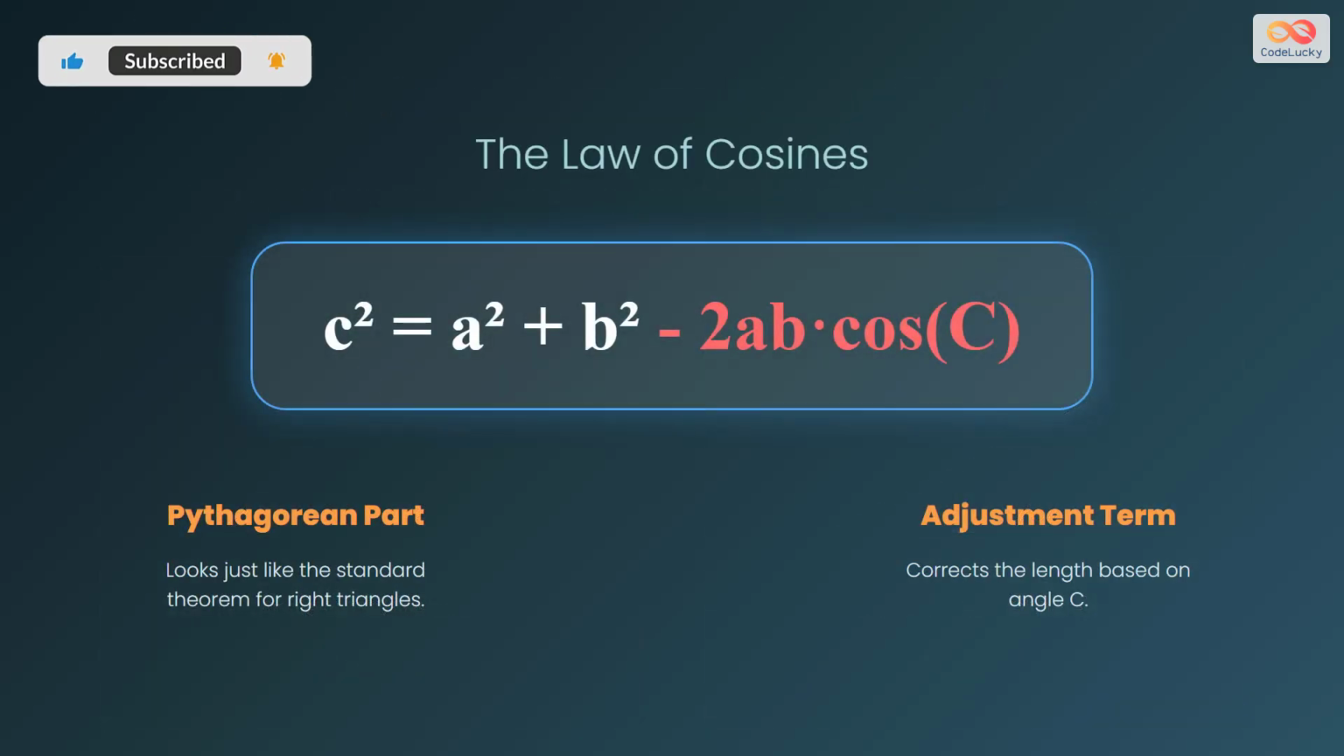This brings us to the law of cosines. Here is the formula. It looks very similar to the Pythagorean theorem, doesn't it? We have c squared equals a squared plus b squared, but then there is this extra part at the end. Minus 2ab times the cosine of angle C. This extra term is the key to solving any triangle.